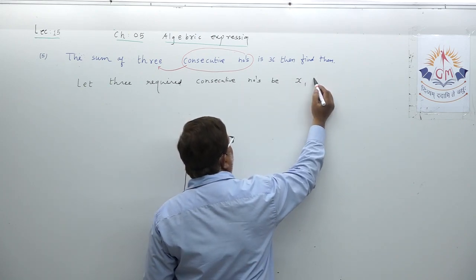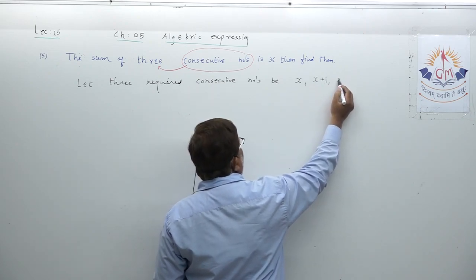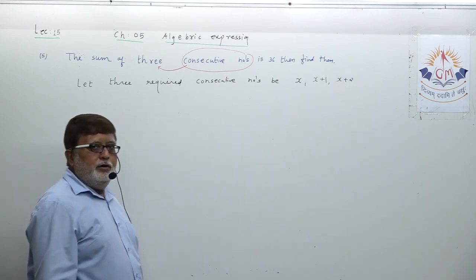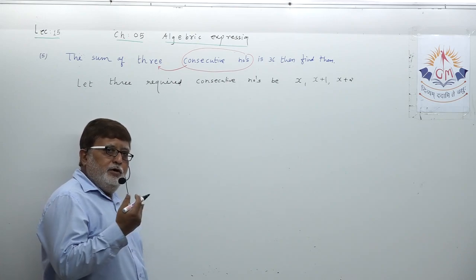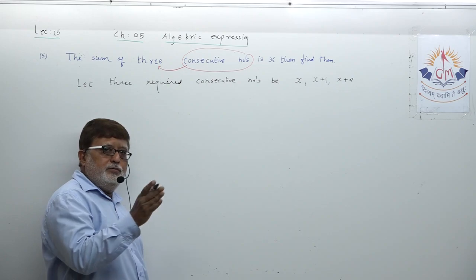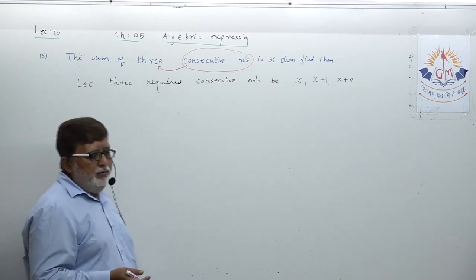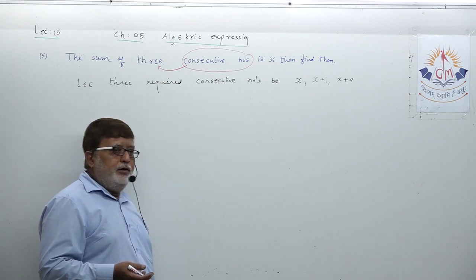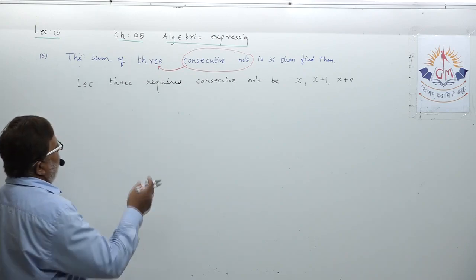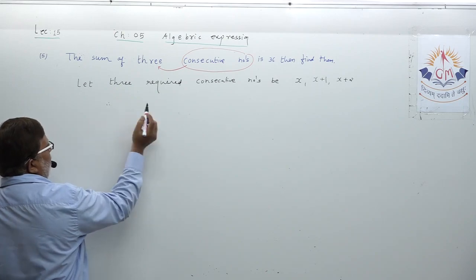Consecutive means increase by 1, x plus 1, increase by 1, x plus 2. If another 4th number, x plus 3, 5th number, x plus 4. That way you can continue x, x plus 1, x plus 2, x plus 3, x plus 4. Here we are worrying about only 3 consecutive numbers. So x, x plus 1 and x plus 2. Their sum is given as 36. So let us express accordingly.